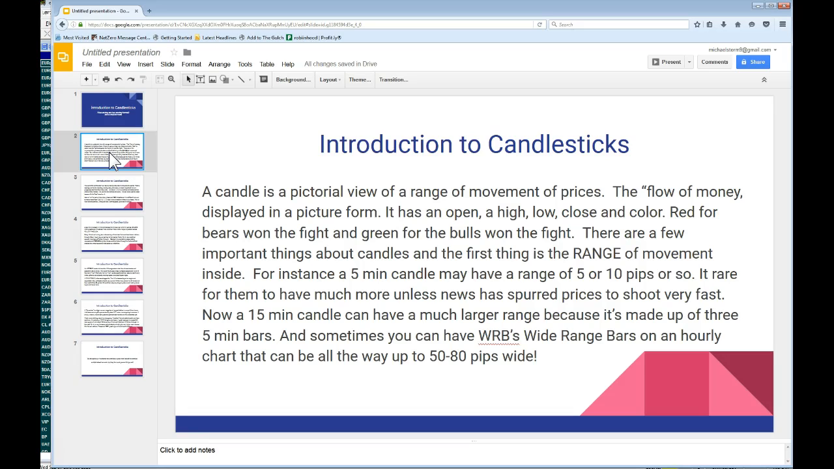So a 15-minute candle can have a very decent range to it. All right? And sometimes you can have WRBs, that's wide range bars, on an hourly chart that can be all the way up to 50 pips, 80 pips. I mean, you could have a 100 pip wide candle. Definitely, it happens.